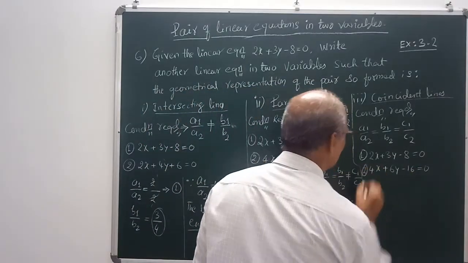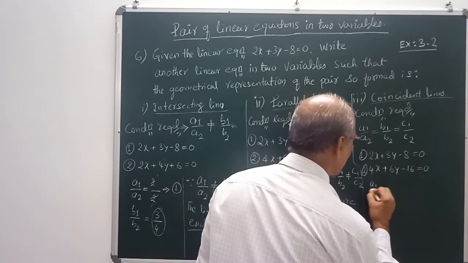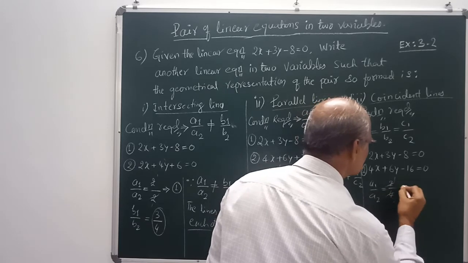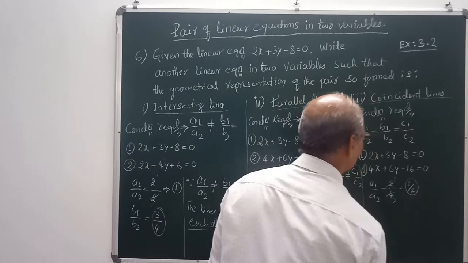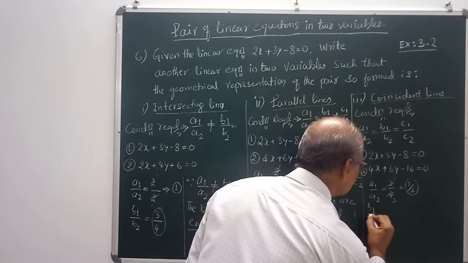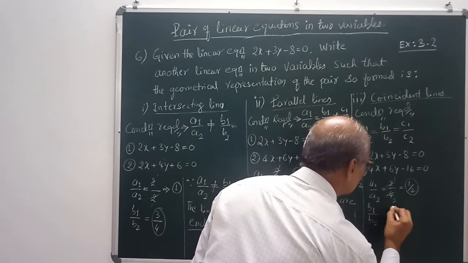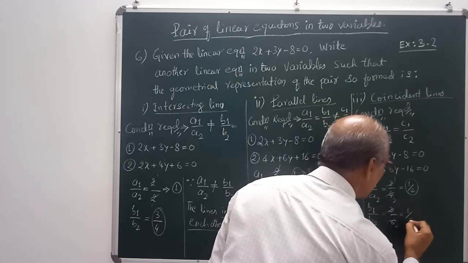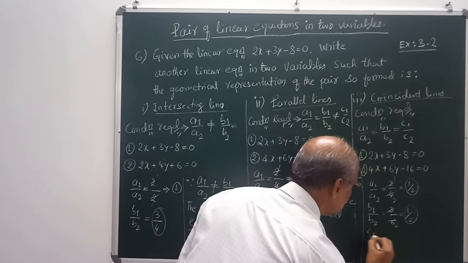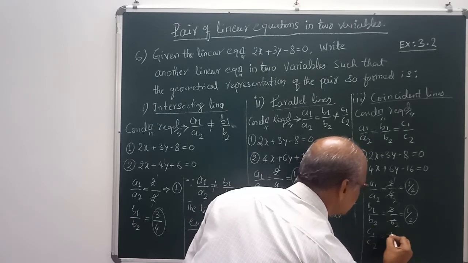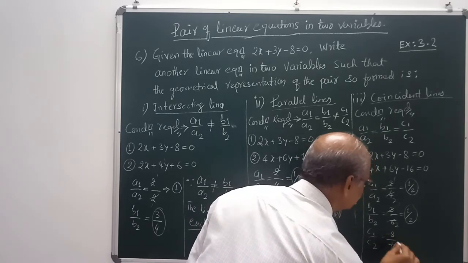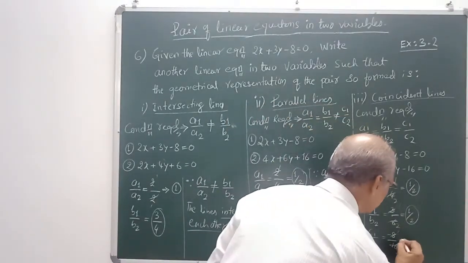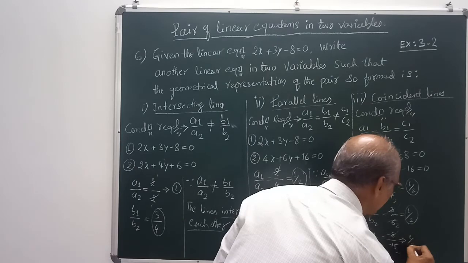This is our equation number 2. Okay, what is A1 by A2? A1 by A2 is equal to 2 by 4. 2 ones are, 2 twos are 4. That means this is half. So what is B1 by B2? B1 by B2 is equal to 3 by 6. 3 ones are, 3 twos are 6. This is again half. What is C1 by C2? C1 by C2 is equal to minus 8 divided by minus 16. 8 ones are, 8 twos are 16. Minus into minus will become plus. That means this is again half.